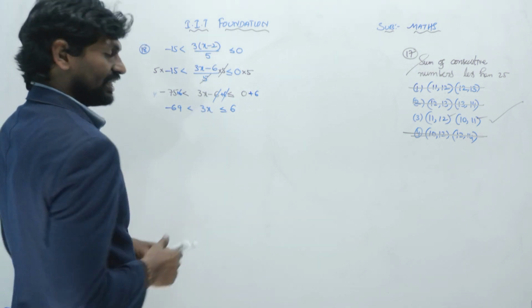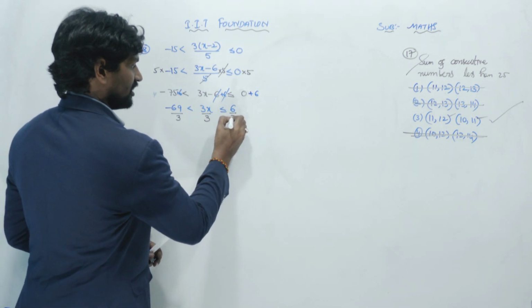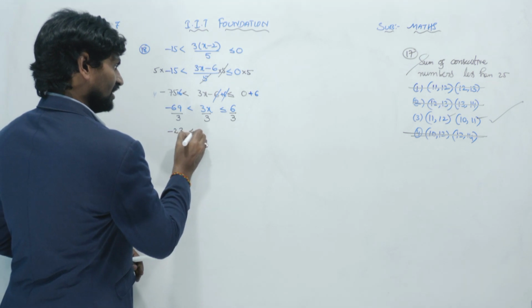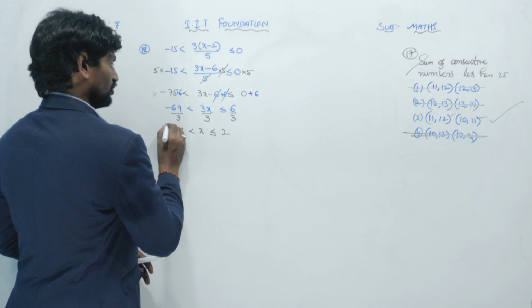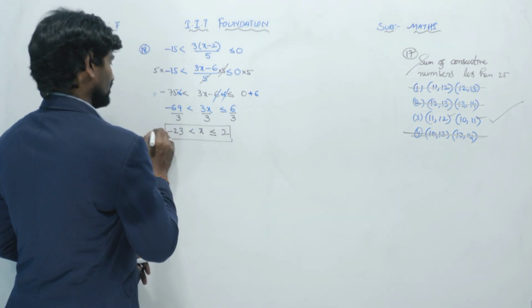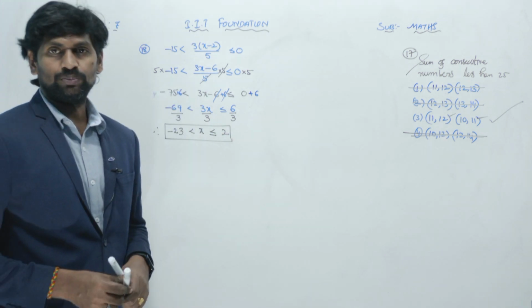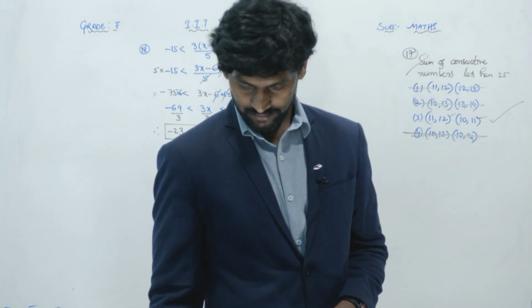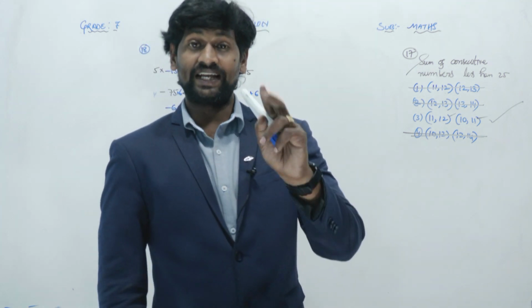Again, divide by 3 on both sides to remove the 3. All the sides divided by 3. So it will be minus 23 less than x, less than or equal to 2. So this is our required answer: minus 23 less than x less than or equal to 2. Okay? Please check. So the option, yes, it is the second option.